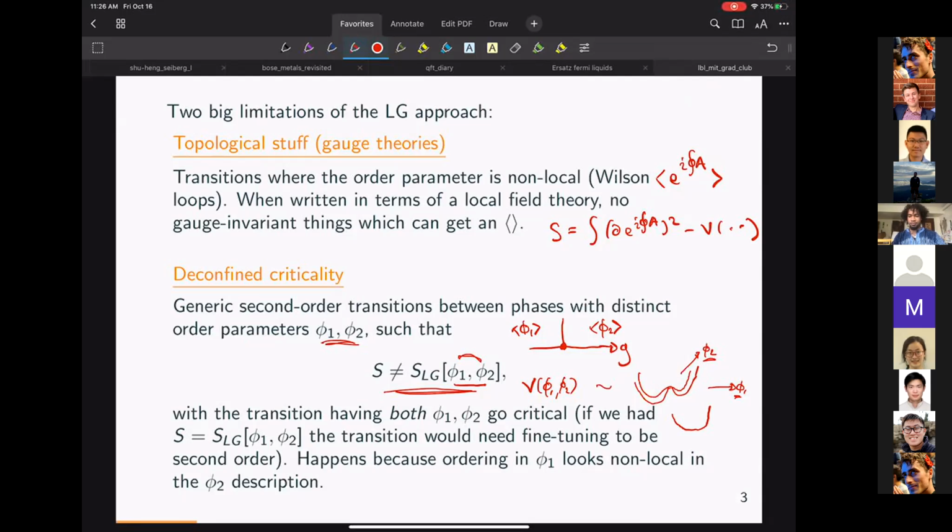Are you asking if I tried to write down the quantum field theory describing this transition, what would be special about it? Like what kind of degrees of freedom?